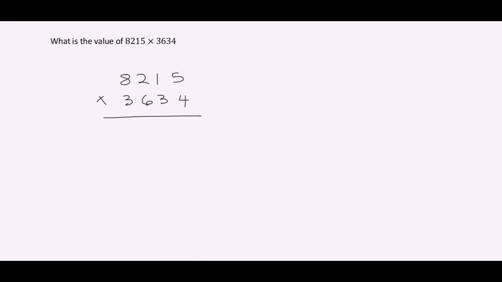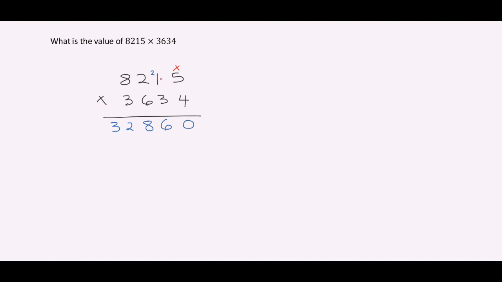We're going to start from the right hand side. So we have 5 multiplied by 4. We have 20, so we're going to put a 0 here and carry up a 2. 1 multiplied by 4, we have 4 plus 2, we have a 6. 2 multiplied by 4, we have 8. 8 multiplied by 4, we have 32. So we write 32 here.